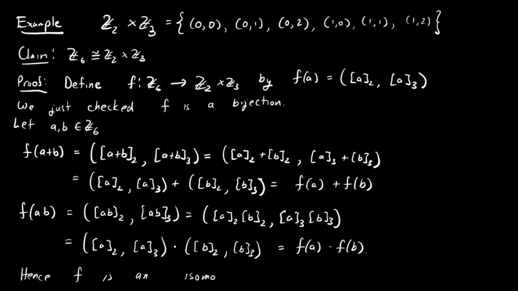All right, we checked it's a bijection earlier. By construction, it was a bijection, and we just checked that it preserves our addition and it preserves our multiplication. Okay, so Z6 and Z2 cross Z3 have the same exact ring structure. They're the same ring, just labeled differently.